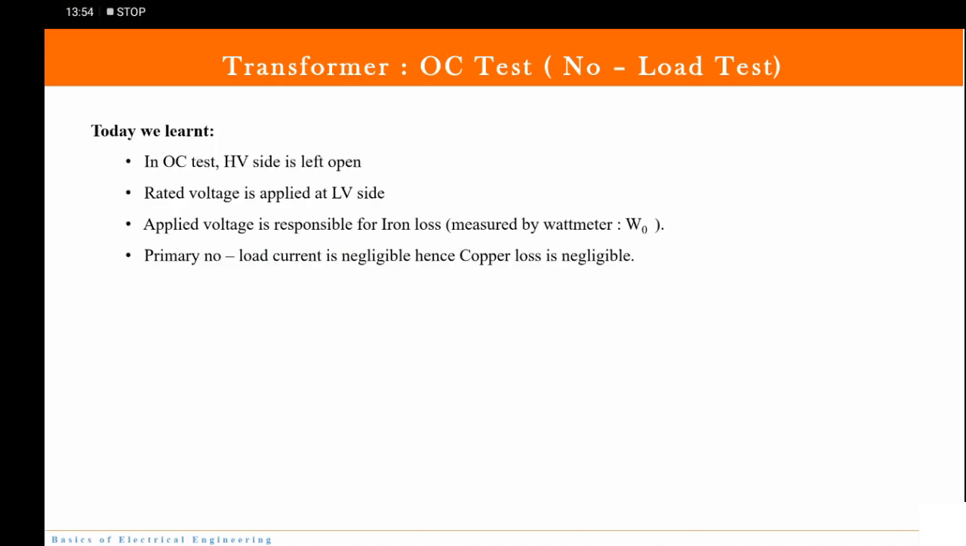Fine. So what did we learn today? Today we learned that in the open circuit test, the high voltage side is left open. The rated voltage is applied at the LV side, that is the low voltage side. This applied voltage is responsible for the iron loss, which is measured by the wattmeter and represented by W0. Secondly, because of no load condition, the no load current that flows through the primary is negligible, and hence we can say that copper loss is negligible.